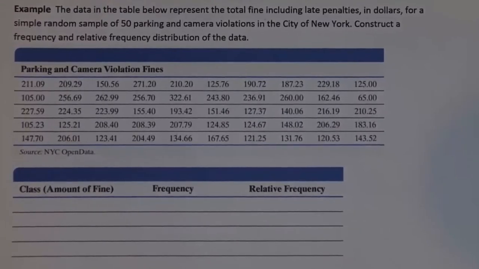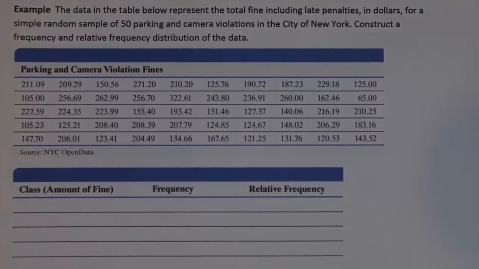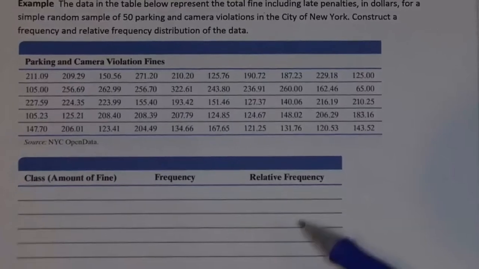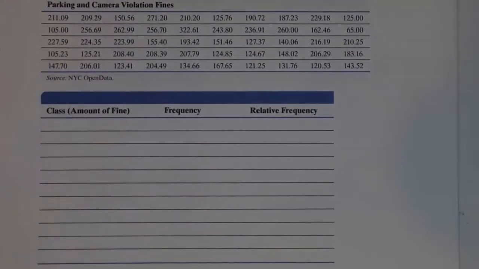So the first thing I need to do is think about how many classes I want. If I have 50 data values, I might want to use 5 classes or 10 classes or something like that. Probably no more than 10, but also probably no fewer than 5. Is that a hard and fast rule? Not a hard and fast rule. I'm just deciding what I want to do. So let's just say, let's use 10 classes.